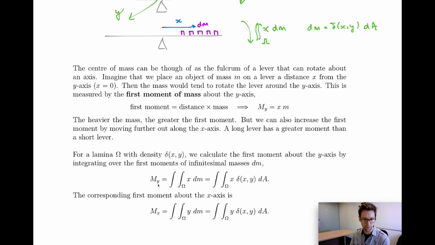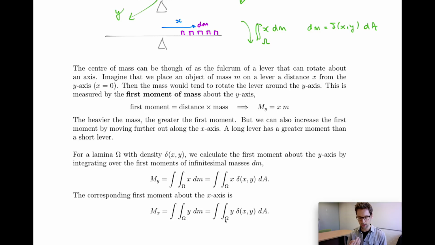And you can see this is the first moment about the y-axis, so the rotational force about the y-axis is given by the distance along the x-axis times the density times the infinitesimal area. And the corresponding first moment about the x-axis will be the integral of the moments about the x-axis. These are the little infinitesimal moments about the x-axis, and we can write that as a double integral over the object itself, omega, of y times delta xy. So y here is the distance along the y-axis.